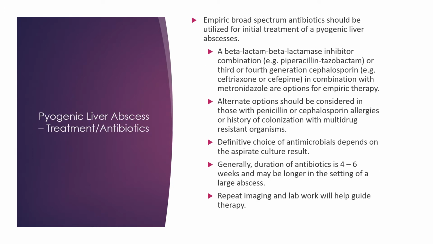In terms of antimicrobial choice, typically, empirically, when someone comes in and you diagnose them with liver abscess, a beta-lactam, beta-lactamase inhibitor combination is preferred. Oftentimes you would use piptazo, or you can use a combination of a 3rd or 4th generation cephalosporin in combination with metronidazole for your anaerobic coverage. Clearly, alternates need to be entertained in those with penicillin allergies, for example, using a carbapenem in those patients. And you also should see if patients are colonized with multi-drug resistant organisms in the past, and you can account for that in your antimicrobial choice.